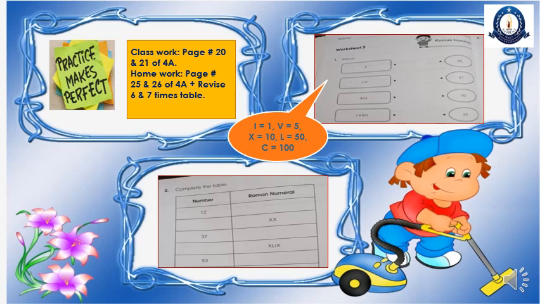Now let's see page number 21. Complete the table. Numbers are given. We will write Roman numbers. Look here, 12. 10 plus 1 will make 12. So what is the letter for 10? X. For 1, I. So what will we write? XI. The second one is X. X is representing 10. So 10 plus 10, the answer will be 20. In this way you will solve page number 21.